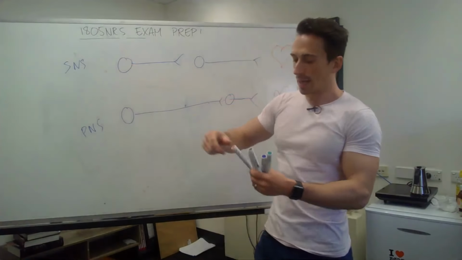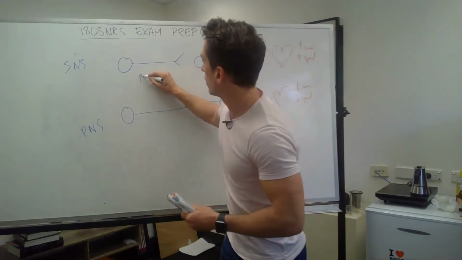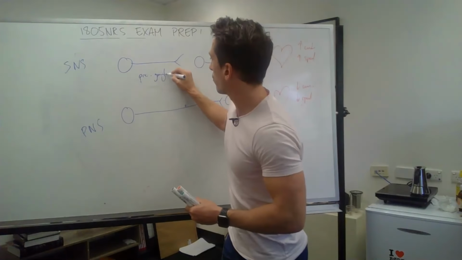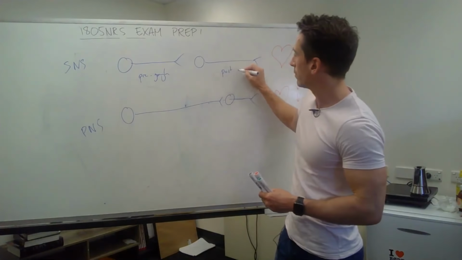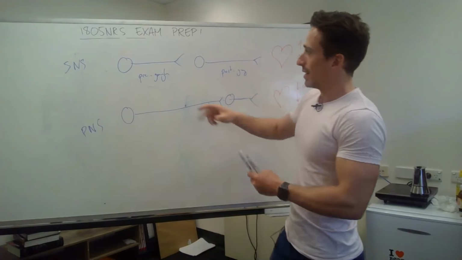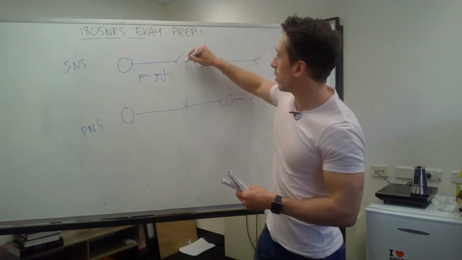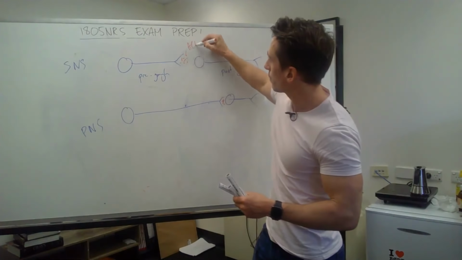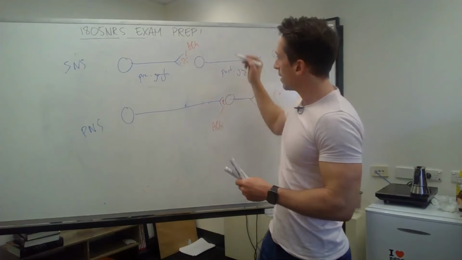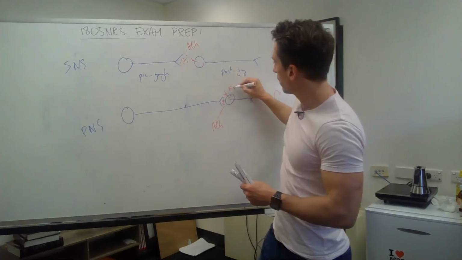The preganglionic neuron is the first one. Preganglionic, that's for both. Postganglionic, for both. Don't forget those terms. For both the sympathetic and parasympathetic nervous systems, the preganglionic neuron releases acetylcholine. That's the neurotransmitter. And they both bind to nicotinic receptors at the postganglionic neuron.